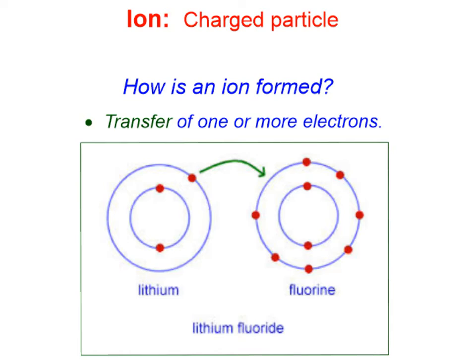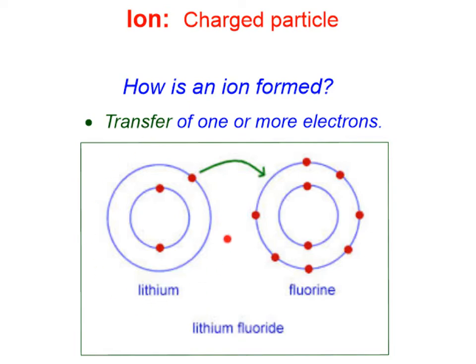First, let's define an ion. This is I-O-N, not L-O-N. An ion is a charged particle. That's all an ion is. So it could be a plus charge, it could be a +1, +2, +3, it could be a minus charge, a negative charge. How is an ion formed? An ion is formed because one or more electrons are transferred.